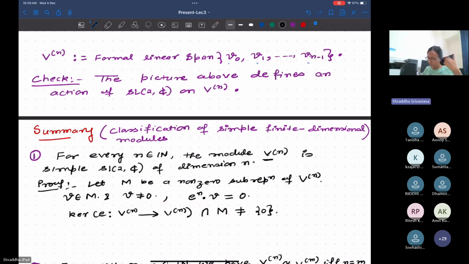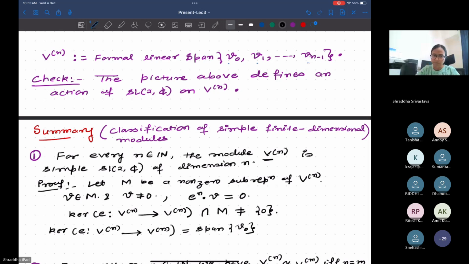Now the point is that if you go and look at your definition for Vn, the kernel for the action of E on this representation Vn is actually precisely the span of the vector V0. It's one dimensional, spanned by V0. So, okay, what happens then? If you combine these two, it says that V0 must be in M.